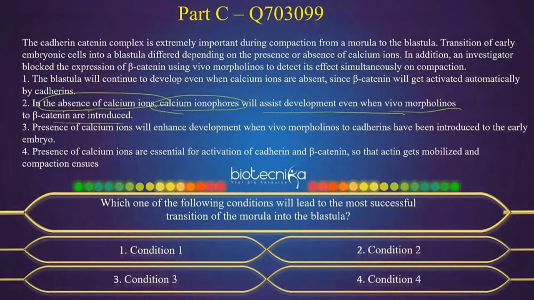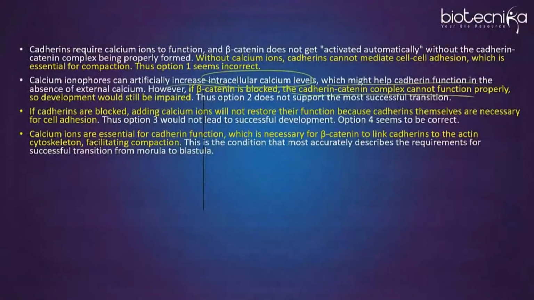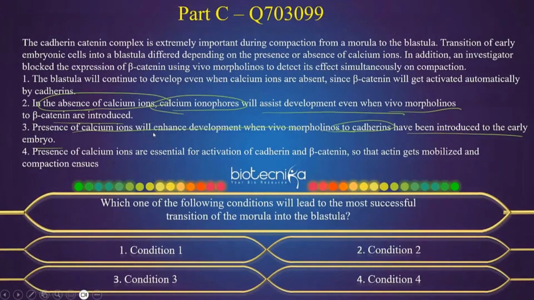The third option is that presence of calcium ion will enhance development when in vivo morpholinos to cadherin have been introduced to the early embryo. This is also not possible, because if cadherins are blocked, even if you add calcium ion, nothing is going to happen, because cadherins themselves are necessary for cell adhesion. Okay, so option 4. Sorry, I told you the other one.